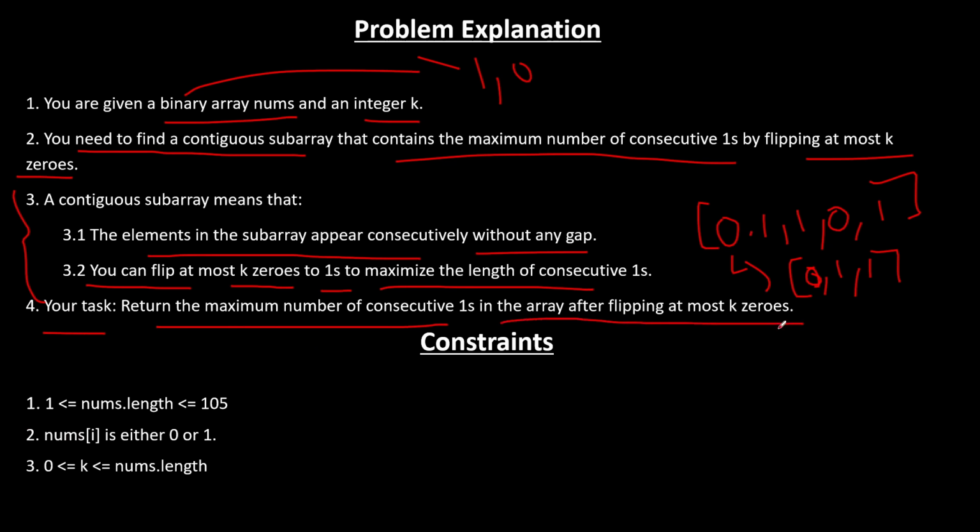k zeros. Okay. So basically the question is asking we have to flip at most k zeros, the k will be provided to us, so that the contiguous subarray which we get has the maximum number of ones present in it. Now the length is going from 1 to 10 to the power 5, and nums of i is either 0 or 1, and k value could be from 0 to nums length. Okay. Now let's move to the next slide.